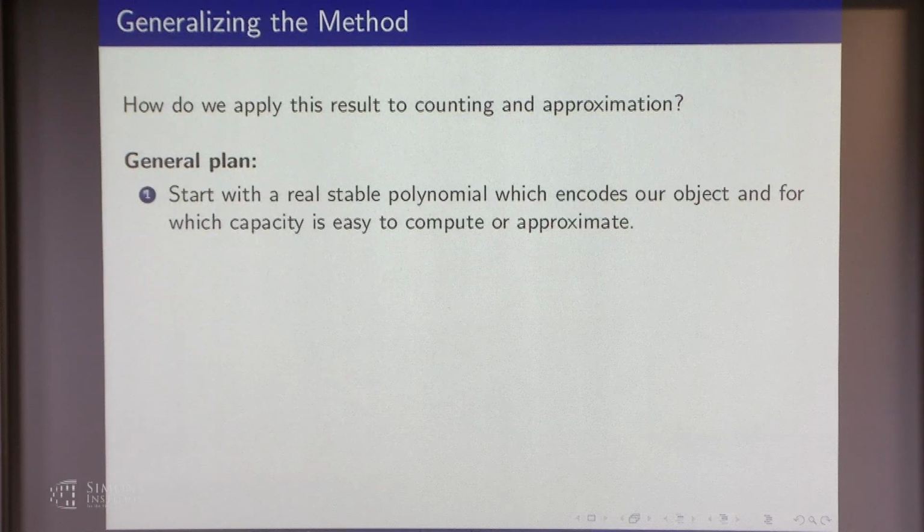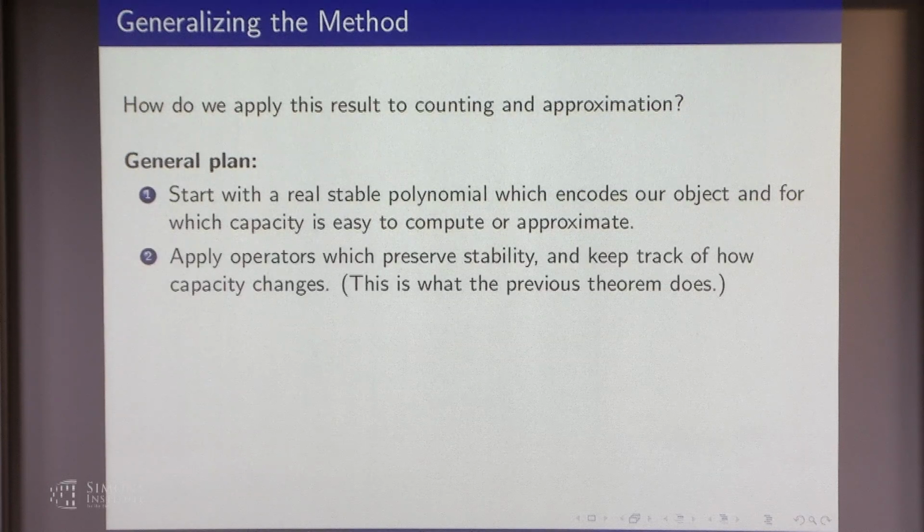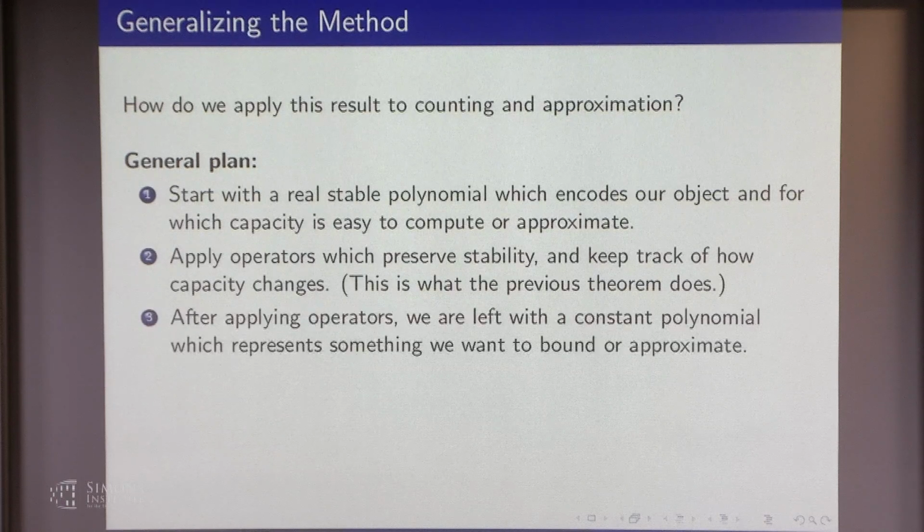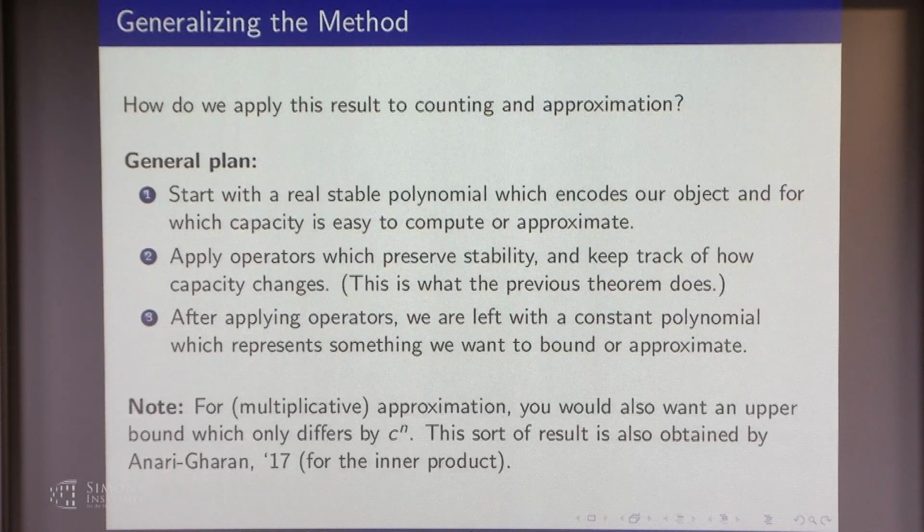So we're going to start with some stable polynomial that somehow encodes the object we care about, with this extra added fact that we can compute its capacity very easily. We apply some operators which preserve stability, and now we can use much more general things here, and we can determine from this constant k exactly how the capacity changes under this operation. At the end, fingers crossed, we're going to get back just a constant, which is exactly the thing we wanted to bound. So this is exactly what we did before, but now we have much more options for the type of operator we can use.